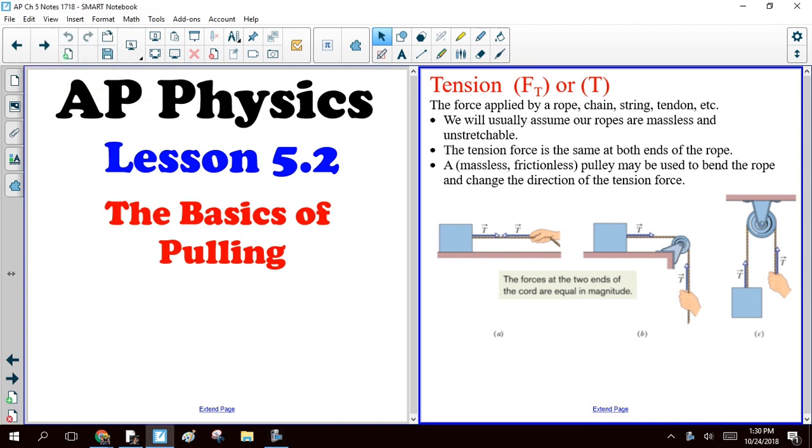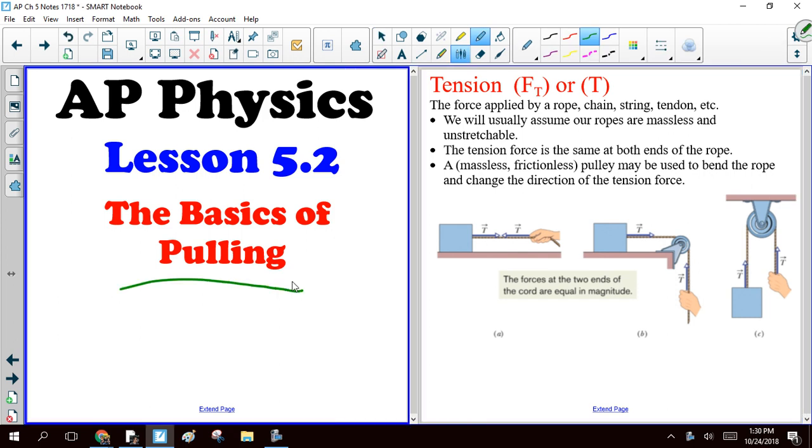All right, here we go. So really this is more of the same. The main difference is these problems involve pulling instead of pushing. And honestly, I think the only thing I really want to talk about here is a little bit about tension. In the notes here, we just use capital T for tension.